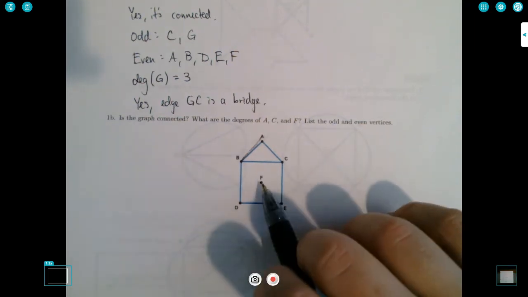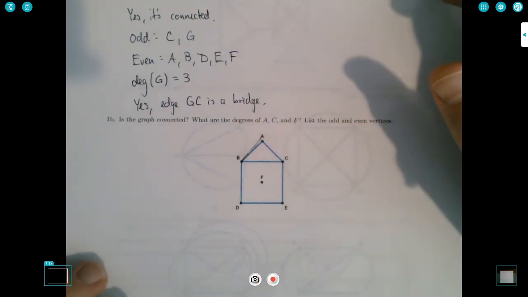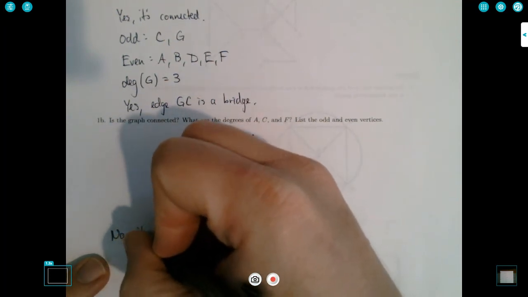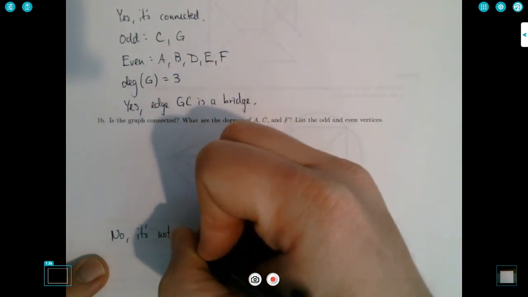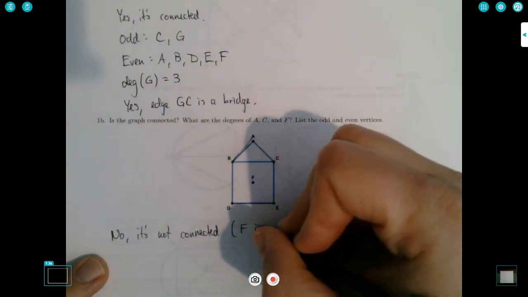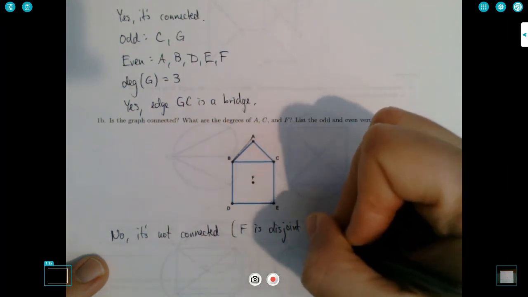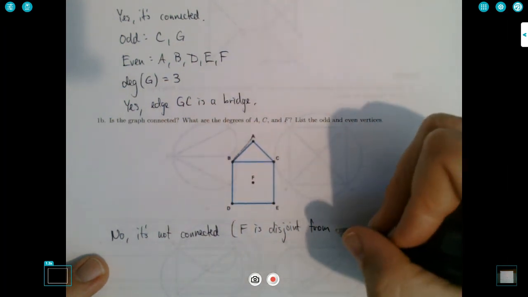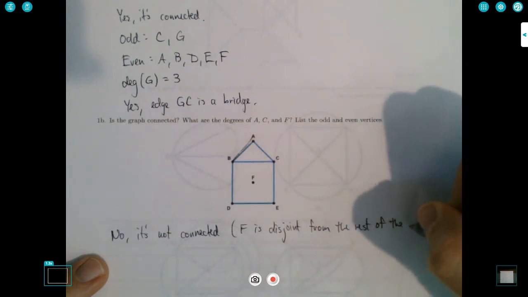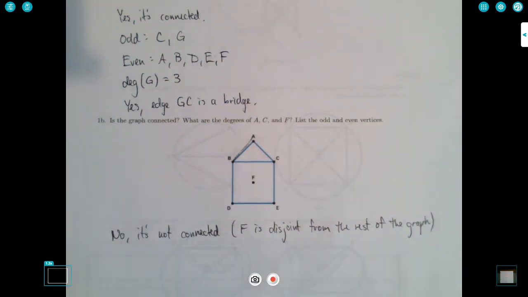Almost. But we've got this vertex here that's not connected to the rest of the graph. So the answer is no. F is disjoint from the rest of the graph, so it's not a connected graph.